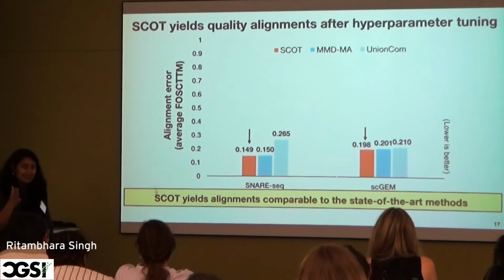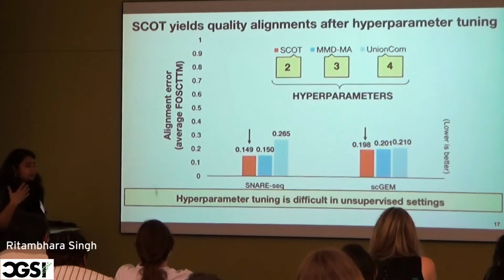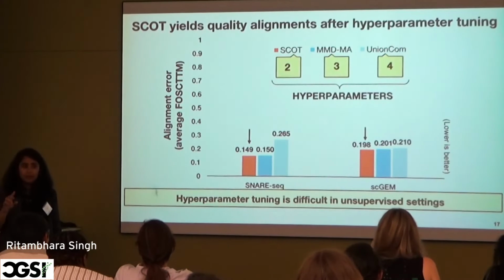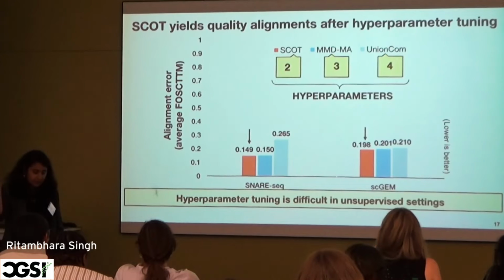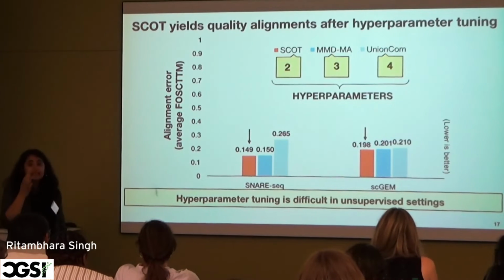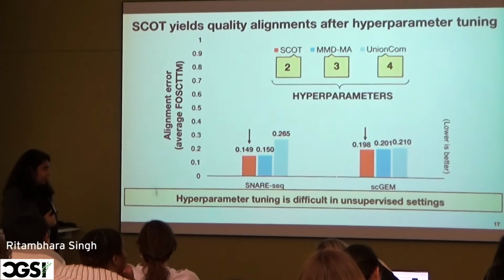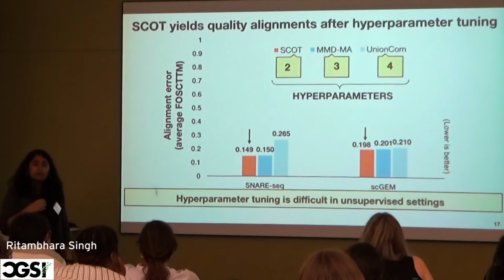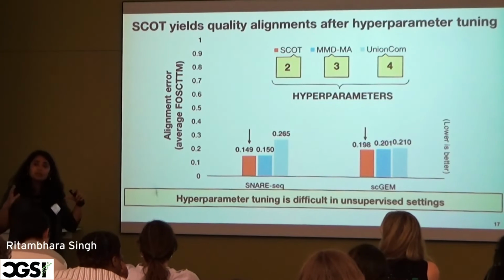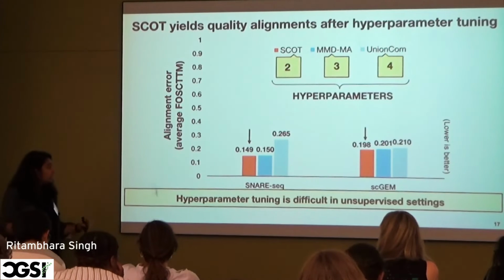Which brings me to this idea about the hyperparameters. So, Scot has two hyperparameters. One is the epsilon, that's the term associated with the regularization term. And the other one is K, which is associated with the KNN graph construction. Then MMDMA has 3, UnionCom has 4. And you can imagine that if you are working with a completely unsupervised setting, that you have no idea about what needs to match to what, it's very difficult to pick a good set of hyperparameters.